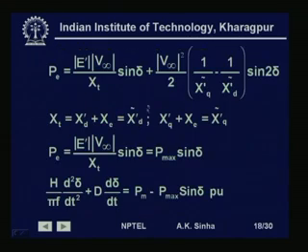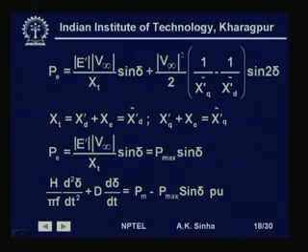As we had seen in case of the synchronous machine analysis, the power delivered by this machine to the infinite bus is given by this relationship: P is equal to E dash V infinity by X t, where X t is the transfer reactance. It is the total reactance between the internal voltage of the machine up to the infinite bus. So, X t sin delta plus V infinity square by 2 into 1 by X q dash hat minus 1 by X d dash hat.